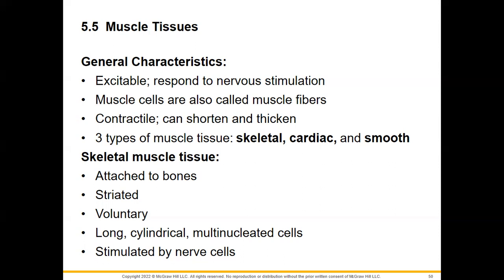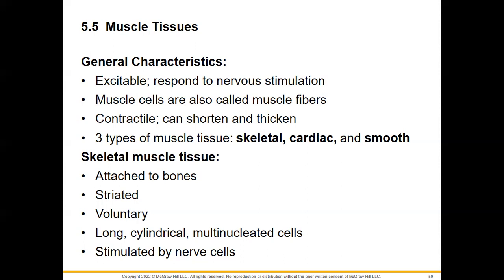Another characteristic is that it is contractile, meaning that it can contract, and when it contracts, it gets shorter and thicker. Of course, it gets shorter because it is contracting. It is making itself more compact, but that tissue has to go somewhere, so that causes it to get thicker. You have three different types of muscle tissue. You have skeletal muscle, the muscle that makes up the tissue that helps you walk, helps you move, that's attached to your skeleton.